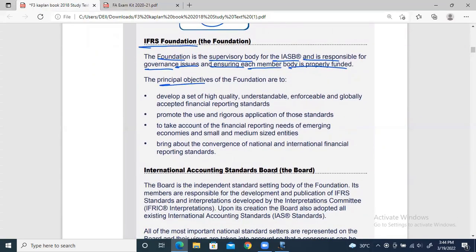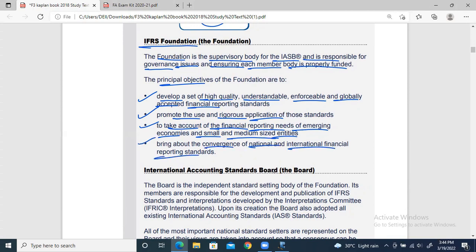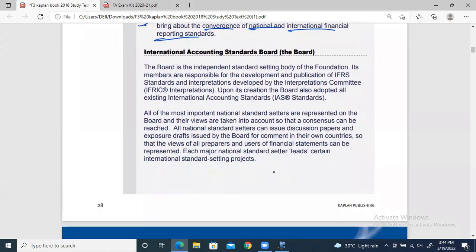Okay, so principal objectives of these are: develop a set of high quality, understandable, enforceable and globally accepted standards, and promote the use of rigorous application. If you're making the standards, you should also make people aware that following them is very good for the company. After that, to take account of the financial reporting needs of emerging economies and small and medium sized entities. If there is any kind of shortfall or loopholes, these should be identified and filled in. Everything is done by the IFRS Foundation. Bring about the convergence of national and international financial reporting standards, right? This is also the work of the Foundation.